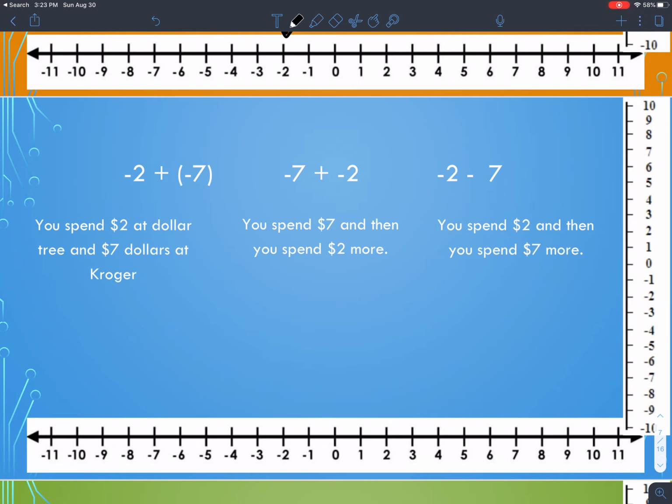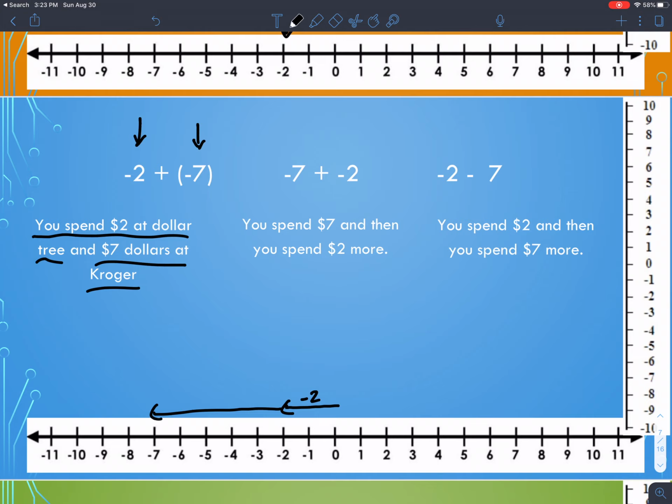So this could be represented by maybe going to Dollar Tree, spending $2, and then spending $7 at Kroger. So this is a situation where you have two debts, a debt of $2 and a debt of $7. This can be represented on the number line by saying we have a debt of $2 by going down 2 and also going down 7. Sorry.